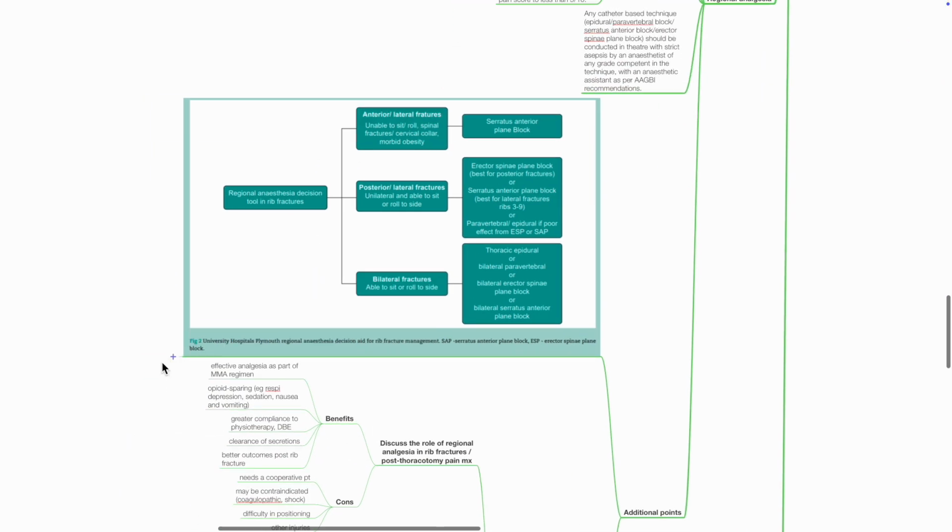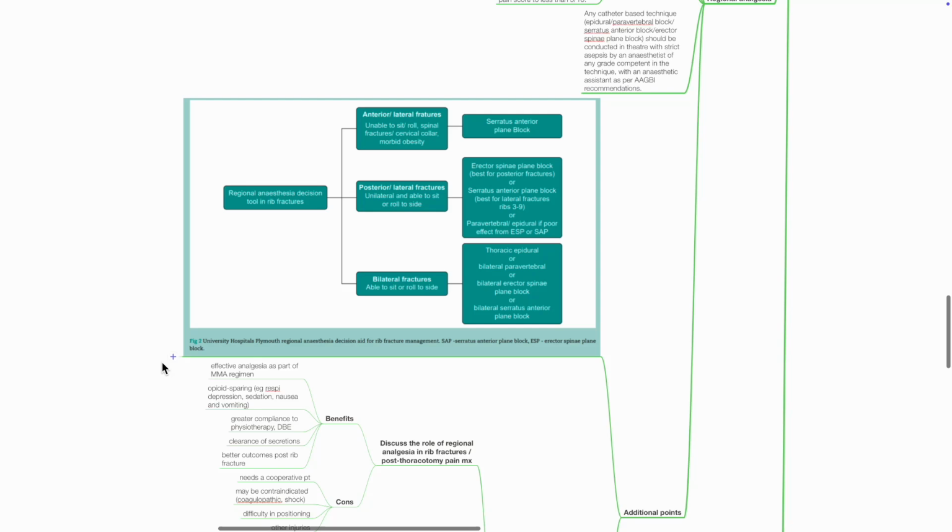Additional points. This is a regional anesthesia decision aid for rib fracture management. For anterior or lateral fractures and patient unable to sit or roll, with spinal fractures or cervical collar or morbid obesity, option includes serratus anterior plane block. For posterior or lateral rib fractures, unilateral, and patient able to sit or roll to the side, options include ESP block, best for posterior fractures; serratus anterior plane block, best for lateral fractures, ribs 3 to 9; or paravertebral or epidural, if poor effect from ESP or SAP.